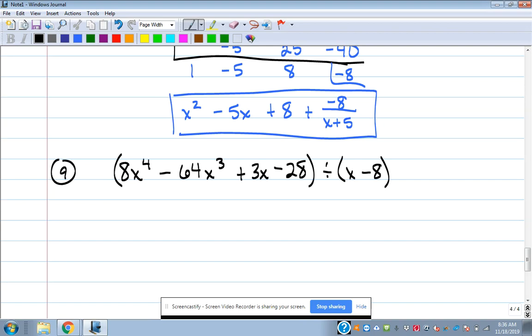All right. So we've got 8x to the 4th minus 64x cubed plus 3x minus 28. It's all divided by x minus 8. So can we do that synthetic thing? You tell me, Kim. What's the rule that decides if you can? The divisor is linear. That's what it's got to be. So, set it up. Degree of 1 on the divisor. That's what it is. Can't do synthetic if it's a quadratic.